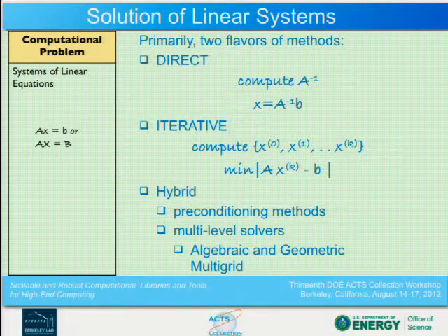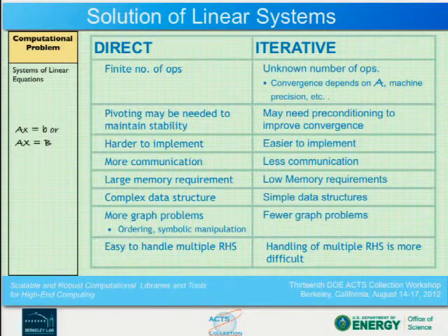In a hybrid method, you may combine a direct and iterative scheme, and there are several examples. Or you can have some hybrid methods or preconditioning techniques to accelerate some of these iterative schemes as well. A lot of that is going to be talked about in more detail this week. Also, there are multi-level solvers, algebraic and geometric multigrid, which we'll see some examples of here today.